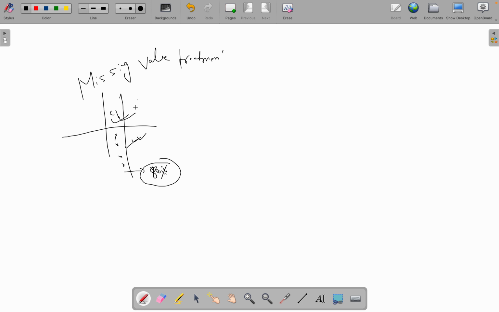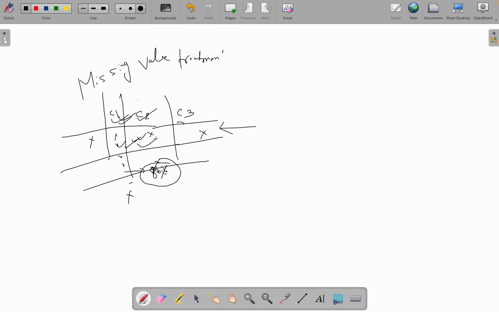Now, that was column 1, but suppose some values are missing in the rows. Suppose I have C2 and then column 3. Some values are missing in 3, some values are missing in 2, and here it is missing in 1. So few values are missing in the columns. Dropping the entire row will not be a good idea because you are going to lose the information about C1 and C2. Now the challenge is keeping the row and how to replace or impute the value in C3.